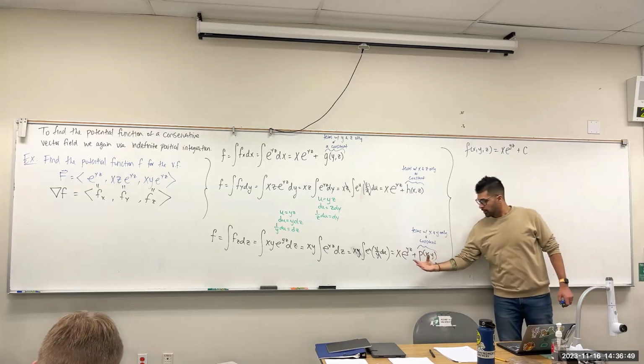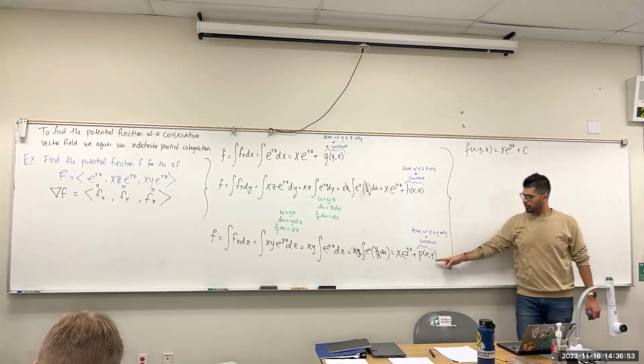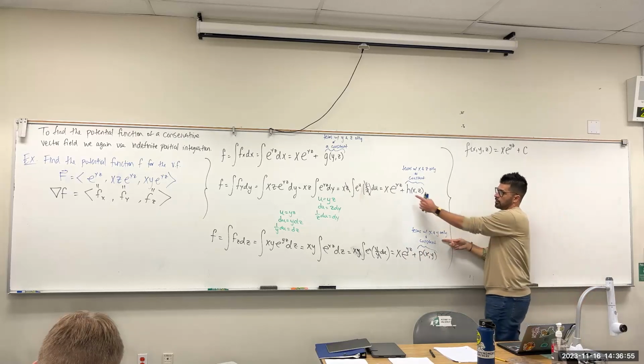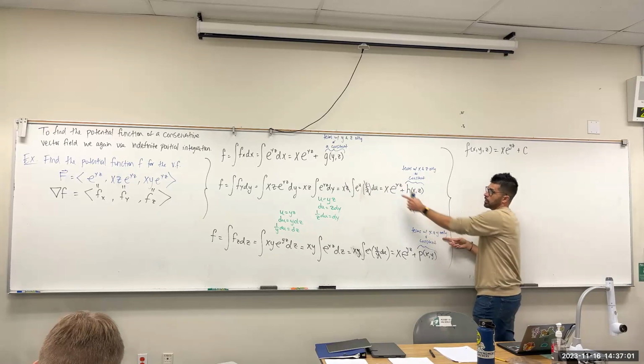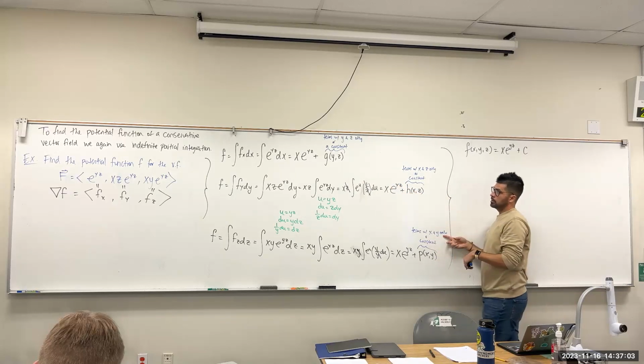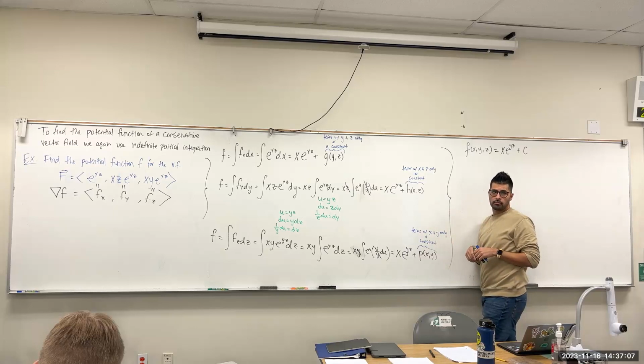If I would have started here, pick this one, I bring this guy along, and then I see, does this have terms with only x's and y's? No, because this one has a z. Does this one have terms with only x's and y's? It does not. So then it just has to be a constant.